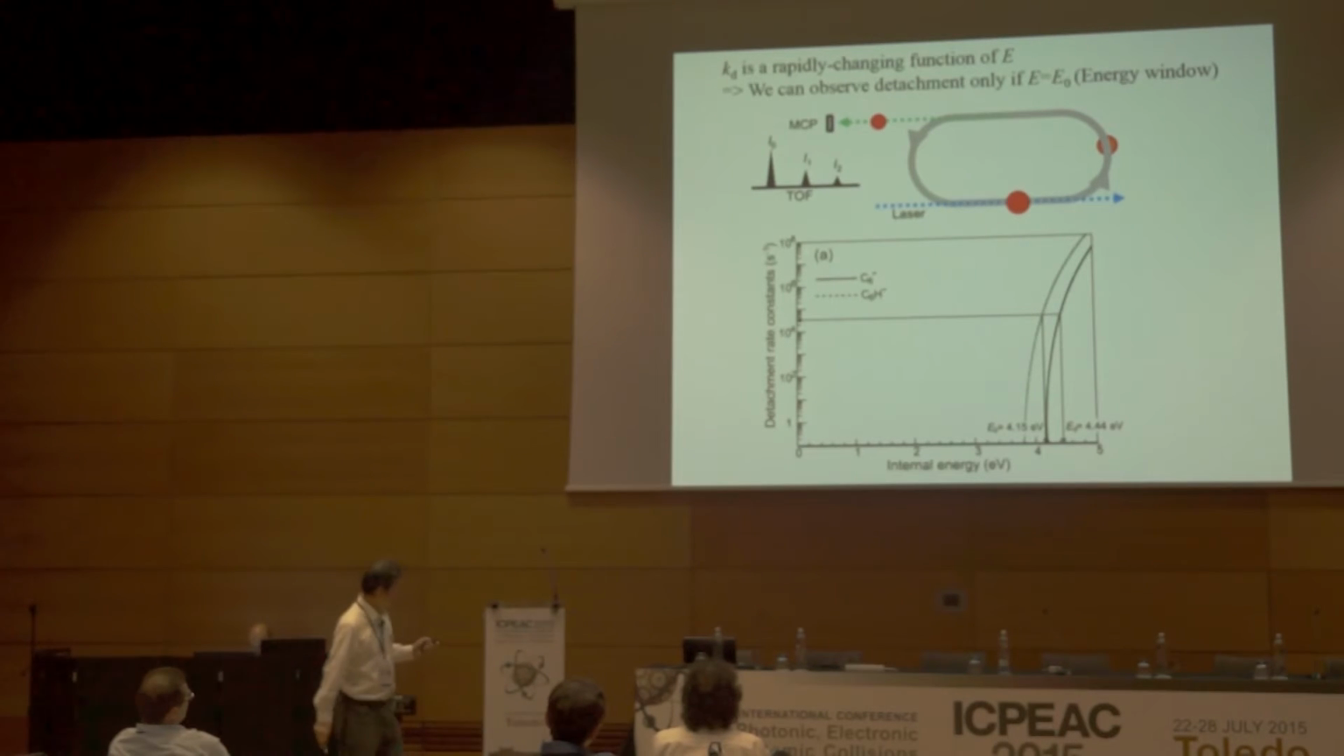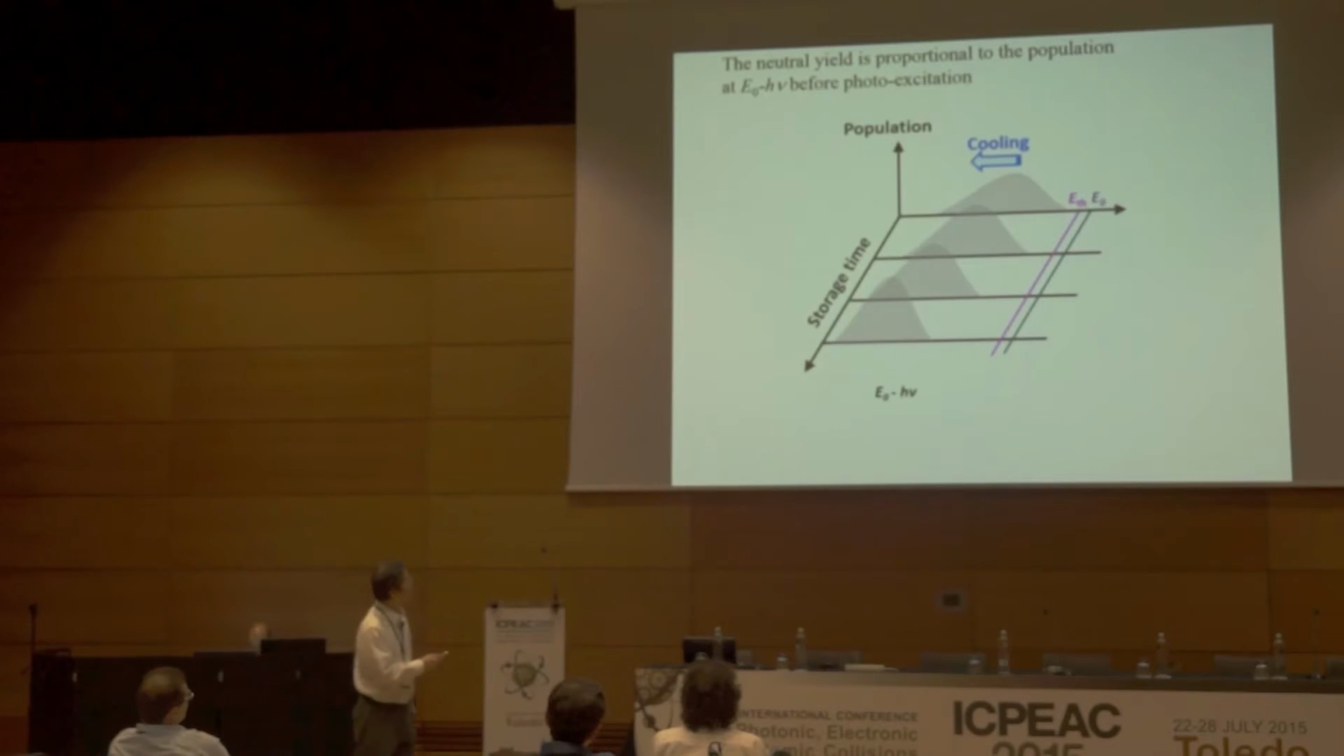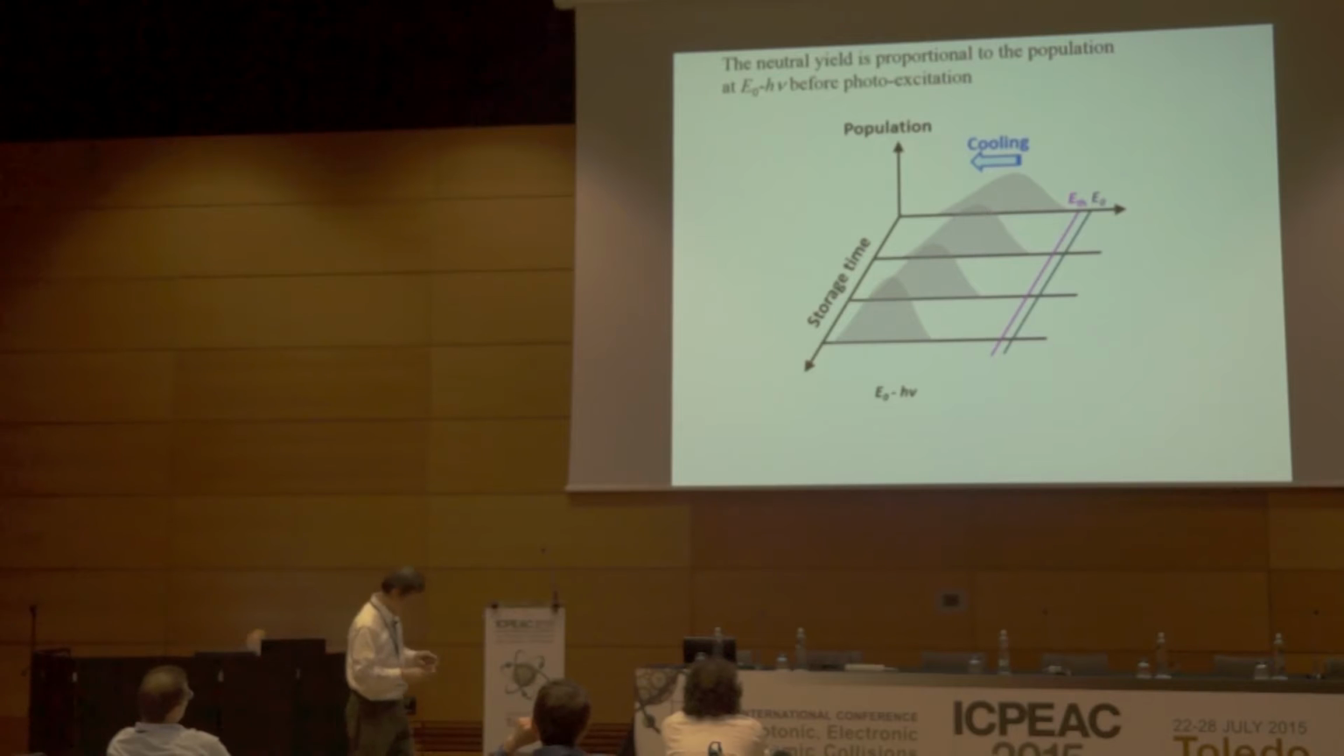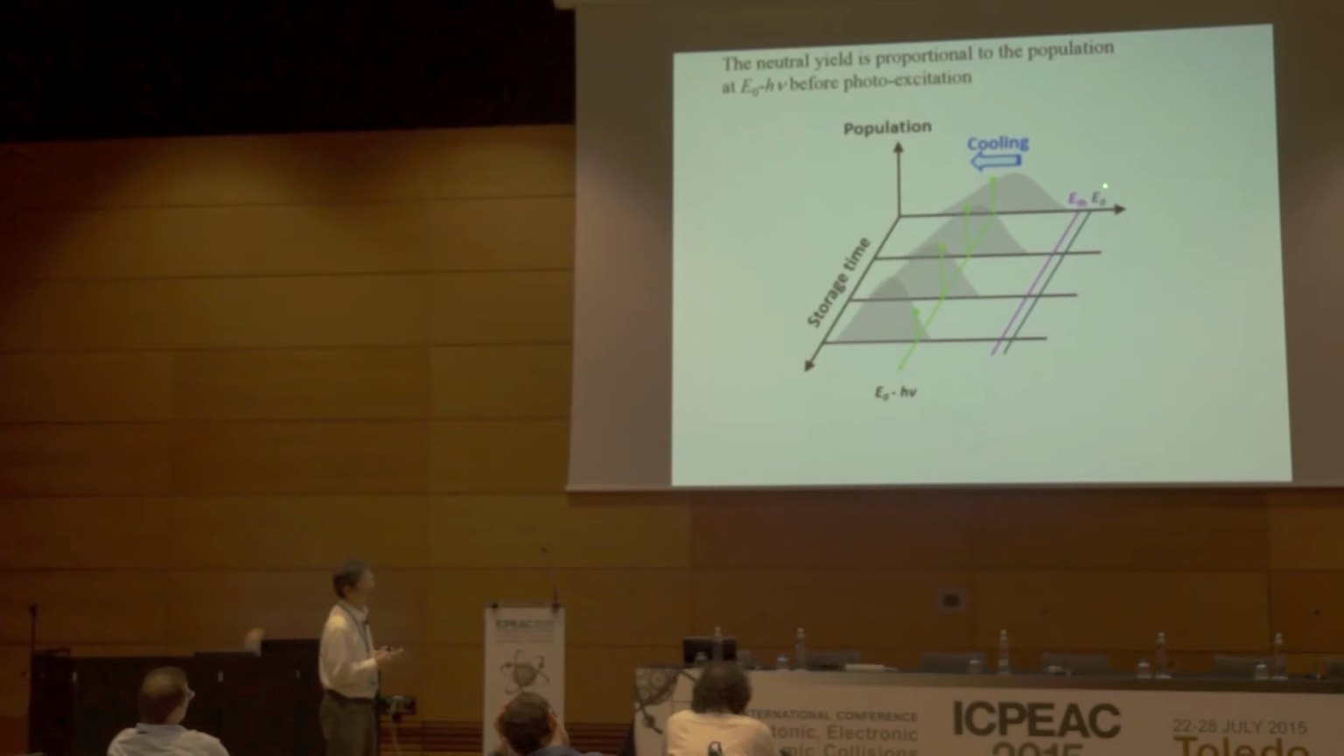This is quite useful. Here you can see the E0, just above the detachment threshold. And so we can survey the population of the ions and how it changes as a function of the storage time. We excite by the photon energy h nu, and after excitation we only observe the E0 ions.